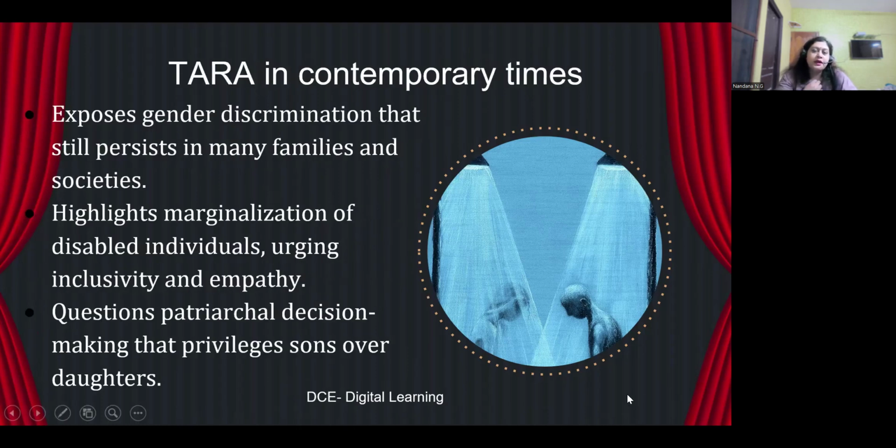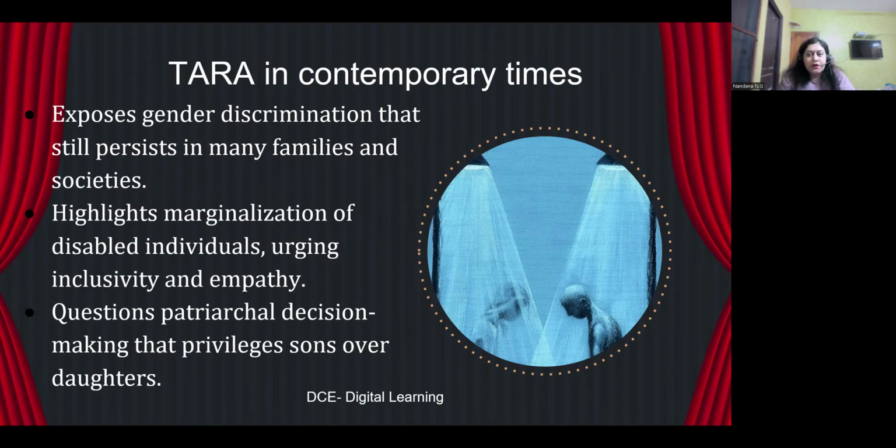In contemporary times, what is the significance of Tara? We can see that Tara was composed sometime in the 1990s. It was published in 1995. Technically, more than 30 years have elapsed since the play has been published. Is there any relevance of the play? Definitely. In fact, as we go through the detailed discussion of the play, we'll see that most of the problems have remained the same. In fact, the attitudes in the society have also remained the same.